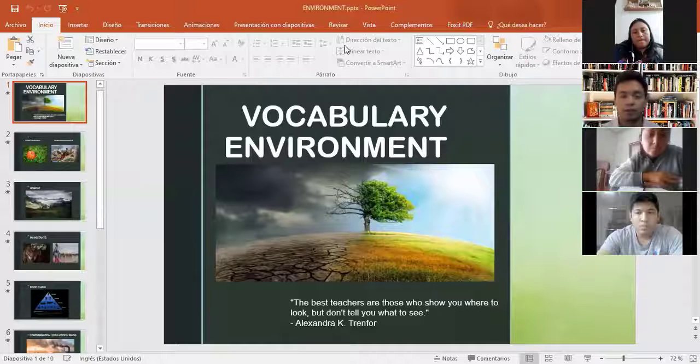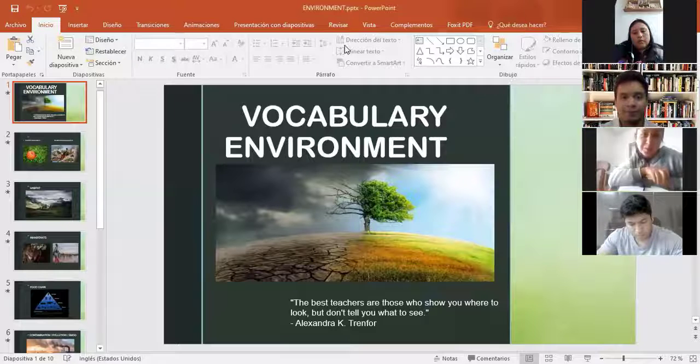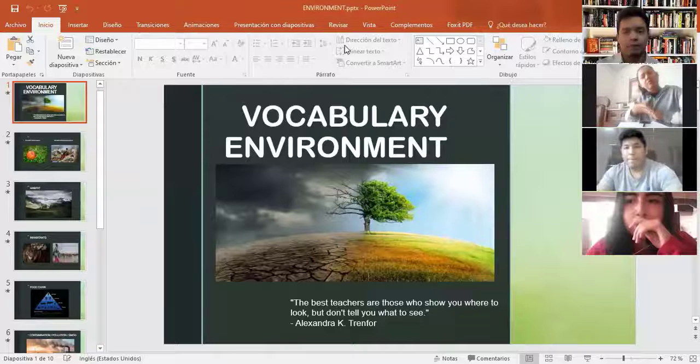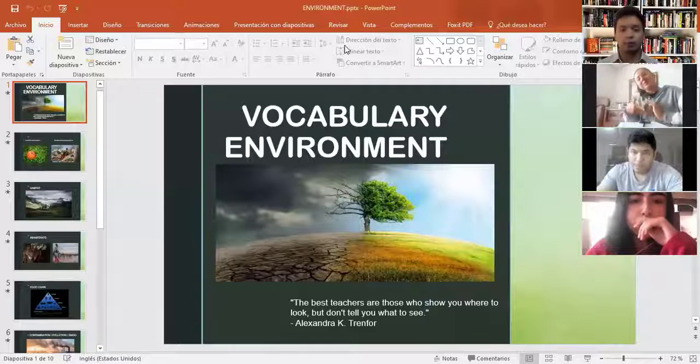Okay, I think that the difference is that trees give you oxygen on a planet. And right now we're building apartments and buildings, so we're losing the oxygen we have on our planet. All right. Okay, good.